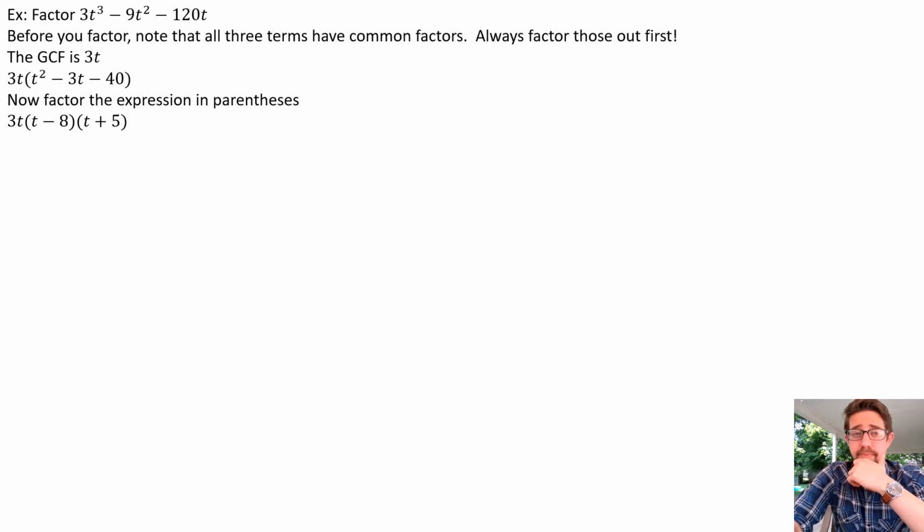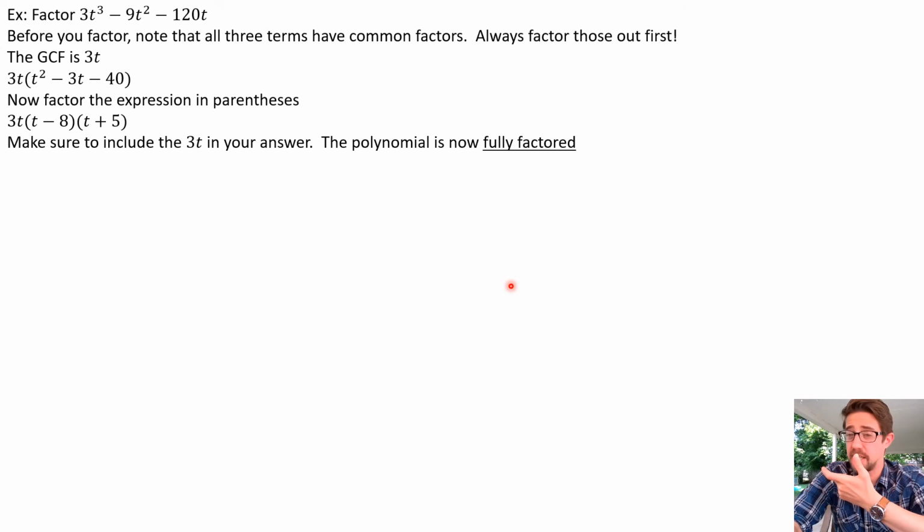So there it is. The 3t has to stay in. You cannot drop the 3t. Once we get into actually solving equations using this, we might be able to drop some stuff. But for right now, don't drop anything. It has to still be there. And this is what we call a polynomial that's fully factored.